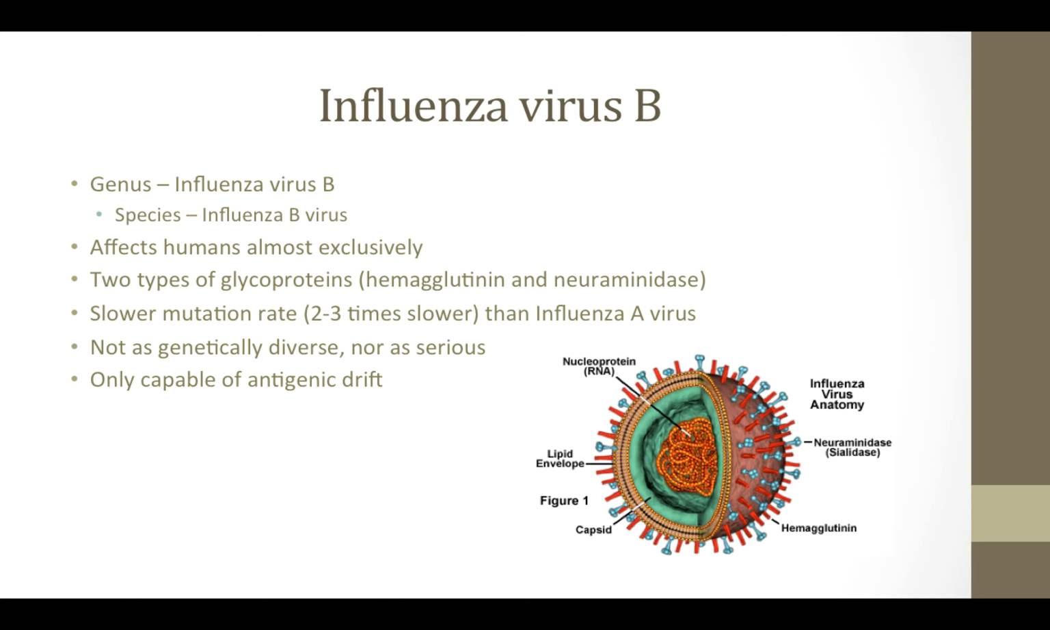Influenza virus B. The species of this genus is the influenza B virus. It is less common than influenza A and affects almost exclusively humans, though it is also known to affect seals and ferrets. It mutates at a rate 2 to 3 times slower than influenza A, and because of its slower mutation rate and limited species it is able to infect, it is generally less diverse and does not cause pandemics. The influenza virus B is only known to undergo antigenic drift.